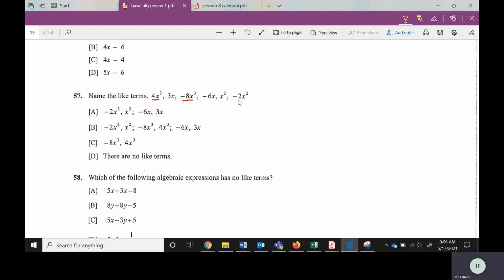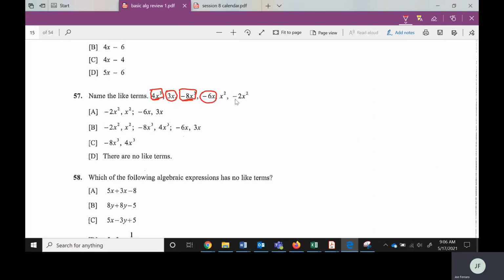Okay. And that's it. So I'm just going to do something. I'll put a box around that. So those are like terms. Here we got a 3x. Here we got a -6x. They both have x with no exponent. Those are like terms, so I'm going to circle those.